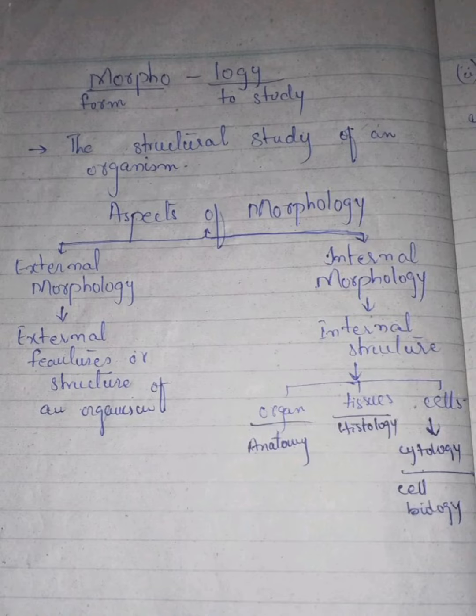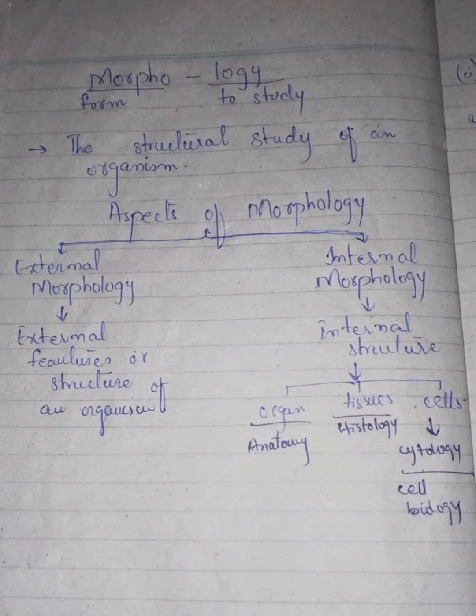For example, if we dissect a kidney, the internal structure of that kidney, like nephrons and many others, is the internal structure. The internal study of an organ, tissues and cells, all of these we study in internal morphology. So there are terms like anatomy, histology, cytology and cell biology. They are connected to these organs, tissues and cells.